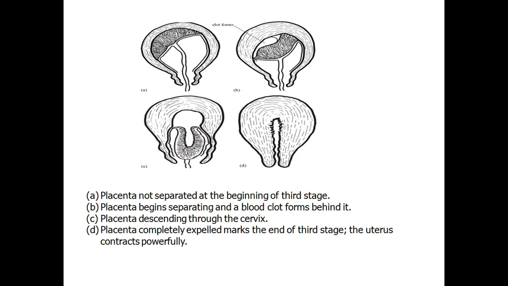Picture A shows the placenta not separated at the beginning of the third stage. The second picture, B, shows the placenta beginning to separate and a blood clot forming behind it, the placenta descending to the cervix, and the placenta completely expelled. The expulsion marks the end of the third stage.